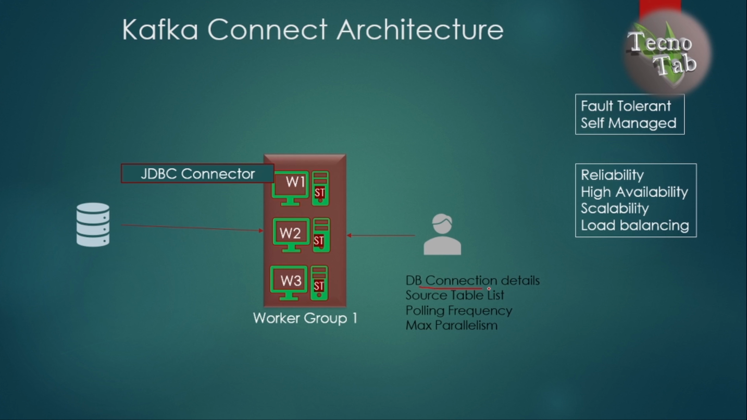This can be your database connection details, the source table list, the polling frequency, or the maximum number of tasks that have to be run in parallel. All these configurations will go into a file and you will start the connector using a command line tool. Kafka Connect also offers you REST APIs, so you can begin the connector using REST APIs instead of the command line.